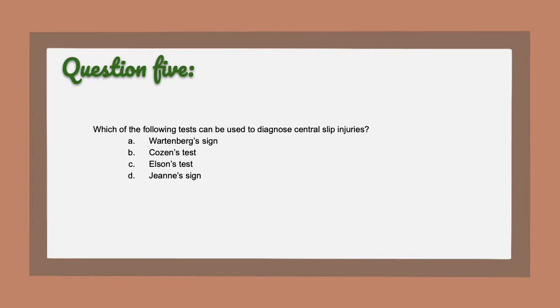Question 5, the answer should be C. Wartenberg's sign is an ulnar motor sign. Cozen's is for testing or assessing lateral epicondylitis, and Jeanne's sign is an ulnar nerve motor sign.